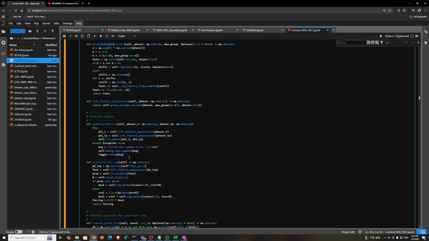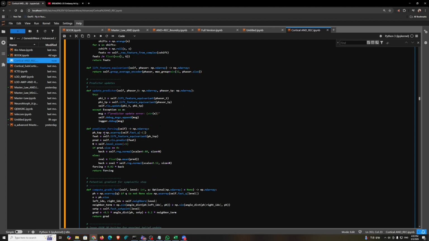So for predictive control, we need the update predictor and then predictor forcing. This is the heart of the predictive engine, and it lies within these two functions. Let's talk about the update predictor. It's taking two consecutive snapshots of the fast activity, it extracts their invariant features, and it feeds them to the RLS predictor. And this continually refines the engine's model of its own dynamics. So it's always learning how its state transitions from one moment to the next.